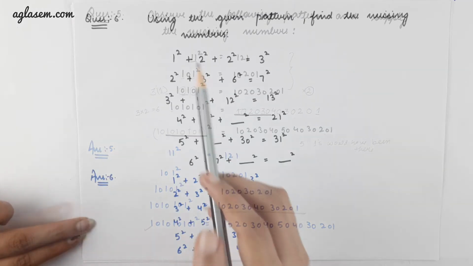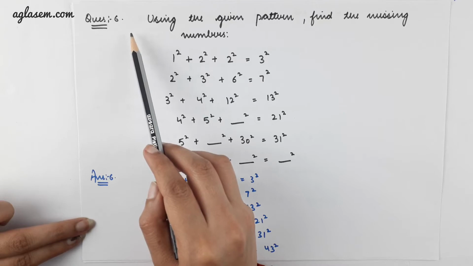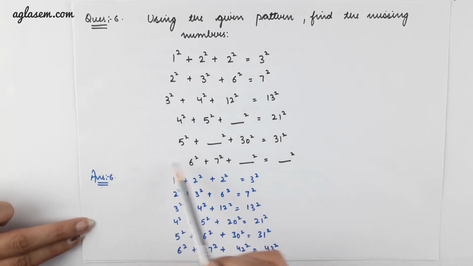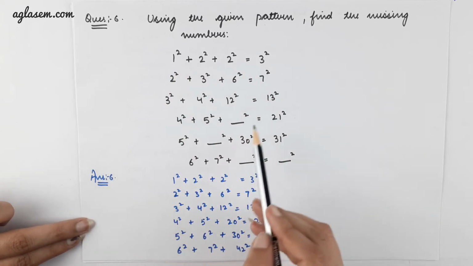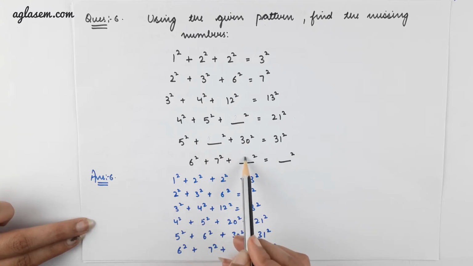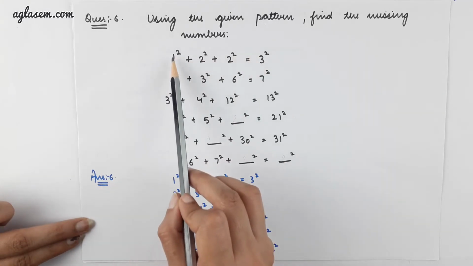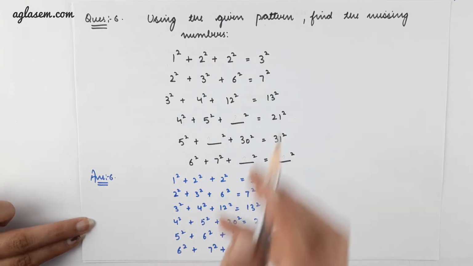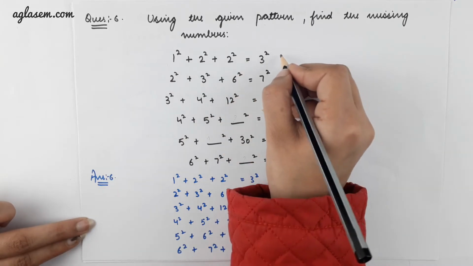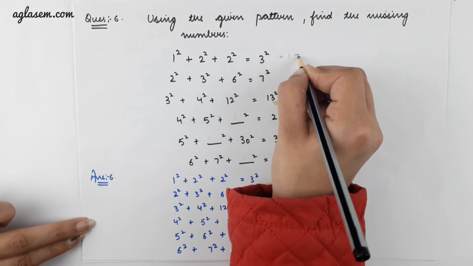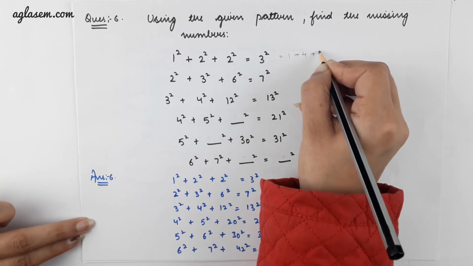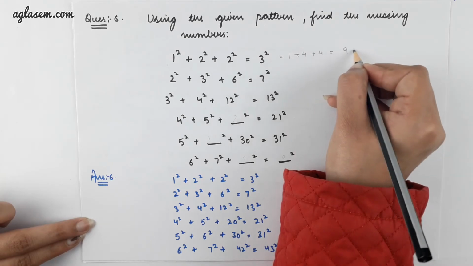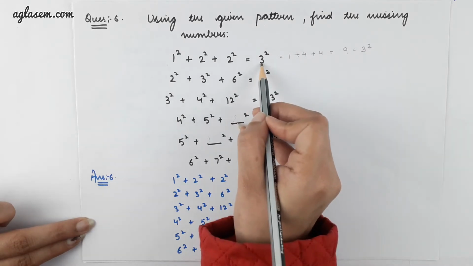Check. Moving to the sixth question, it says, using the given pattern, find the missing numbers. This is the pattern which we have been given, and observing this pattern, we have to fill in the blanks. First series is 1 square plus 2 square plus 2 square is equal to 3 square. Here we can see, if we do the squaring of the numbers, 1 square is 1, 2 square is 4 and again 2 square is 4. Adding these three numbers we get 9, which is the square of 3.